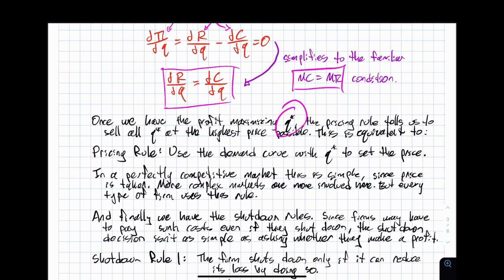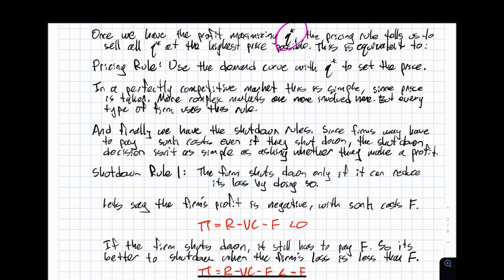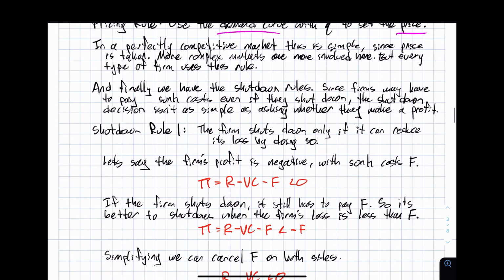Okay, so then our pricing rule is simple in a lot of ways, and it's particularly simple in the perfectly competitive market. All we do is just plug our quantity into the demand curve to give us price. We're just running a line from Q star until it hits the demand curve, and that's our price. In a perfectly competitive market, because the demand curve is horizontal, this is just the price that the firm is given by the market. But we'll nuance this later.